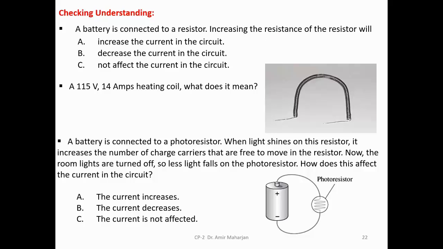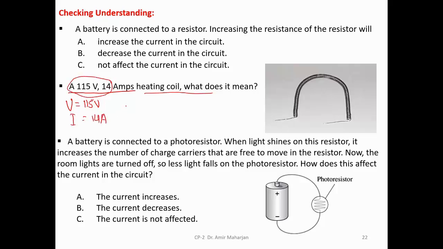And here's some understanding. These are some short questions you can answer. For example, if you are designing something with a heating coil, if you buy a heating coil, you need to check the manufacturer specification. So what does this 115 volt 14 amps heating coil mean? That simply means that if you put 115 volts, you're going to get 14 amps of current.